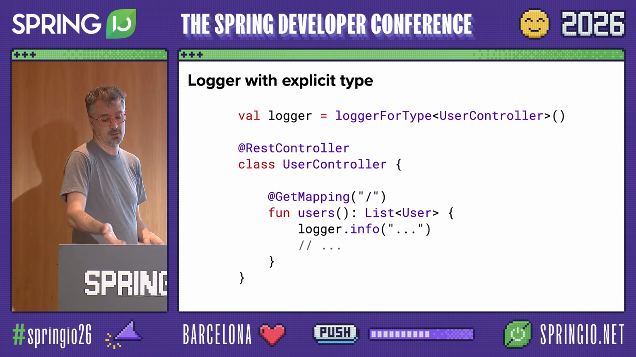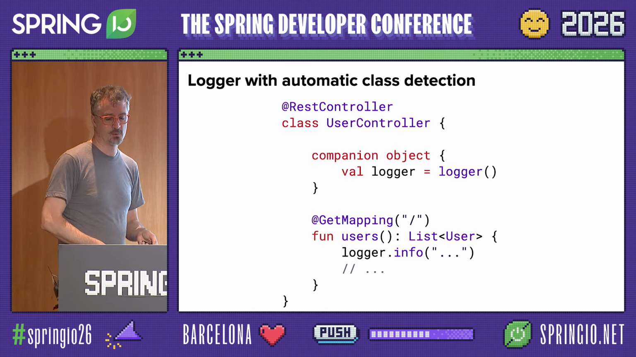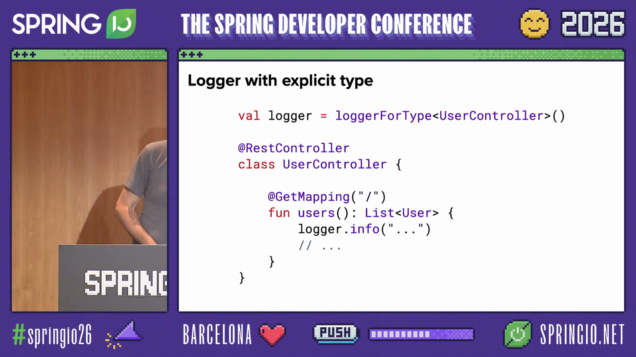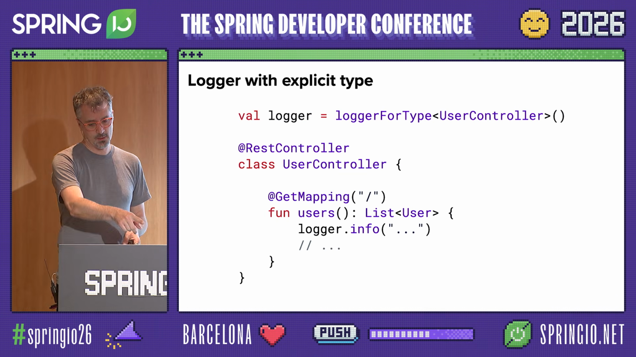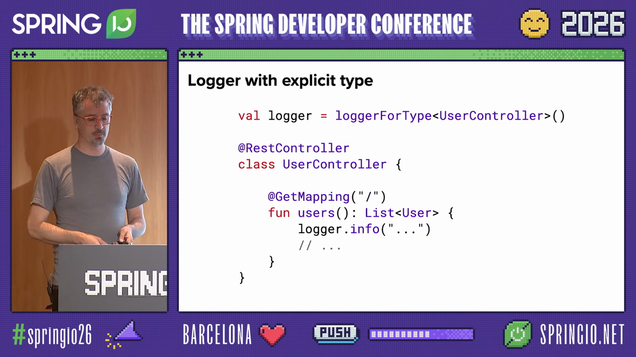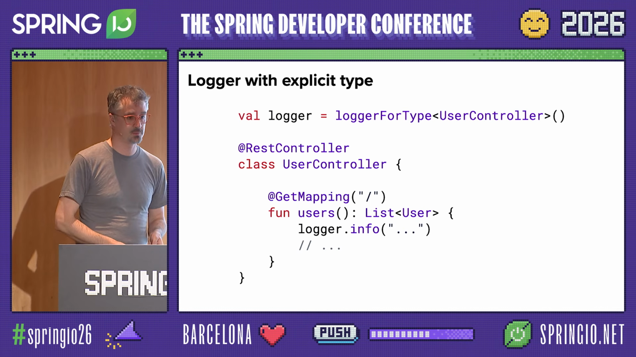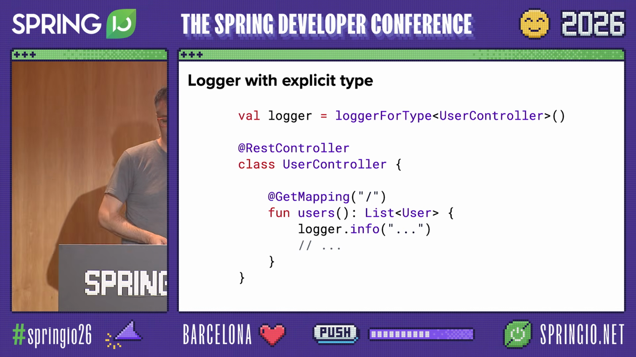You specify, I tend to prefer this. I'm not a big fan of companion object, to be clear, syntax-wise. You put a top level logger like that, you specify the type, and you are good.